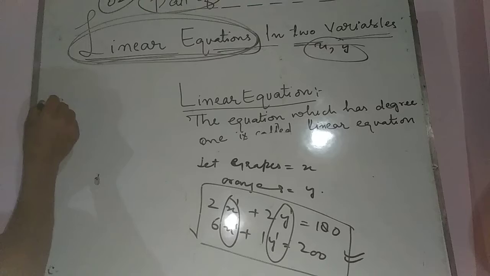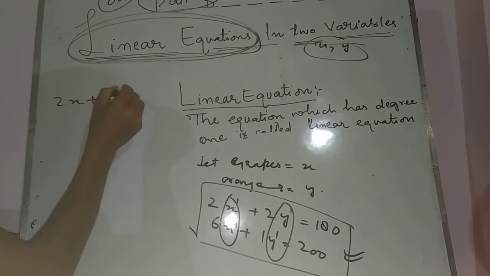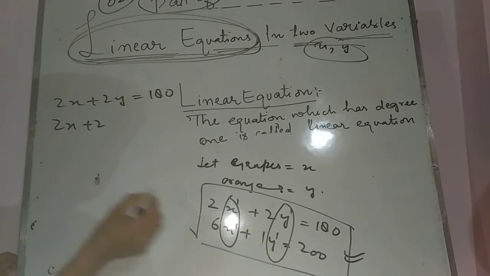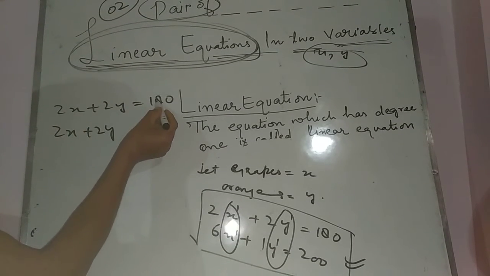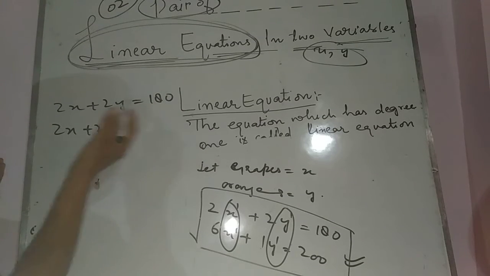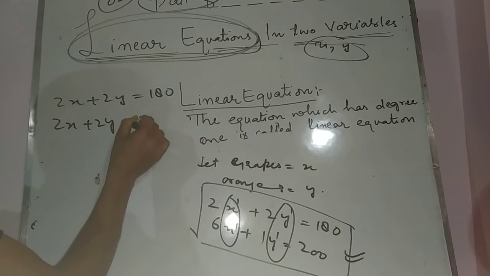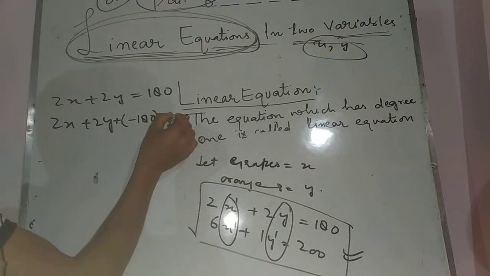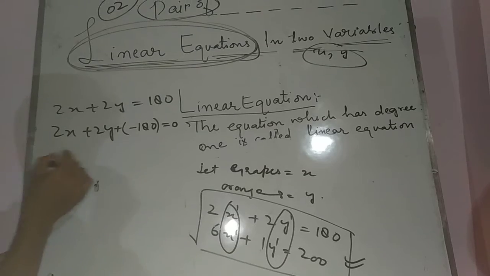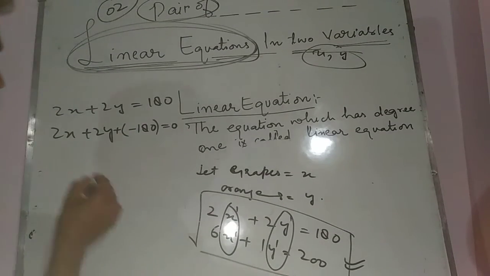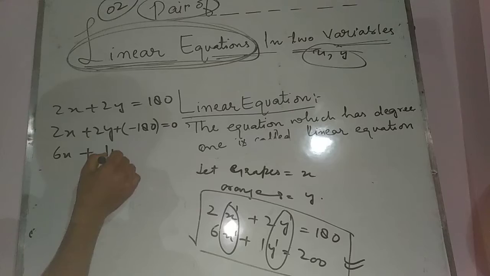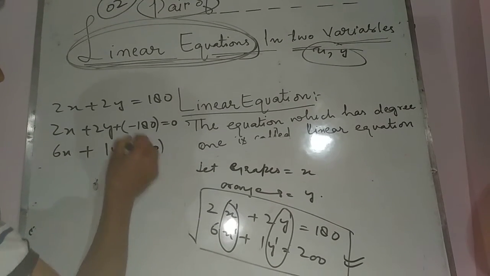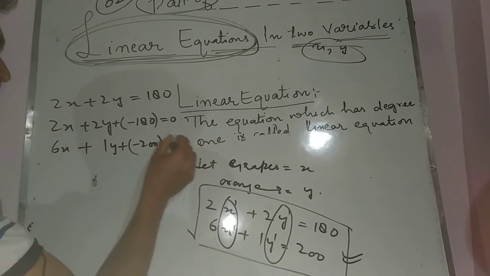I have just given you two examples, that is 2x plus 2y is equal to 180. You can write it like this: 2x plus 2y plus 180, even if I transfer it to this side, it will become minus 180. Or I can write it as plus (minus 180) is equal to 0. And the second one is 6x plus 1y is equal to 200. Even if I transfer this to this side, it will become minus 200, and you can write it again as plus (minus 200) is equal to 0.